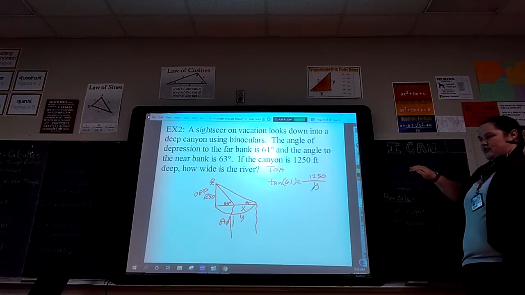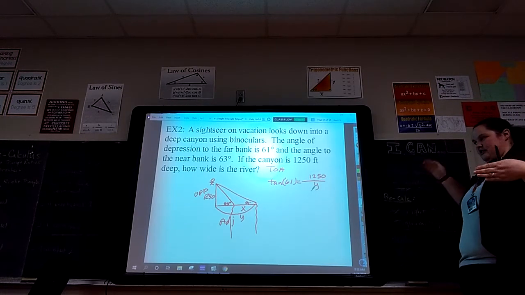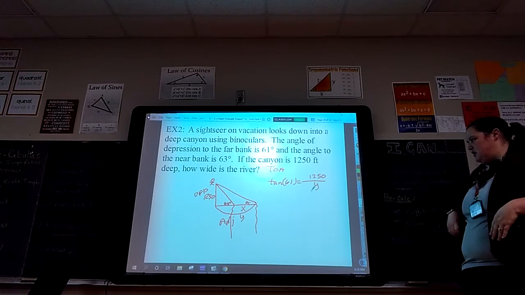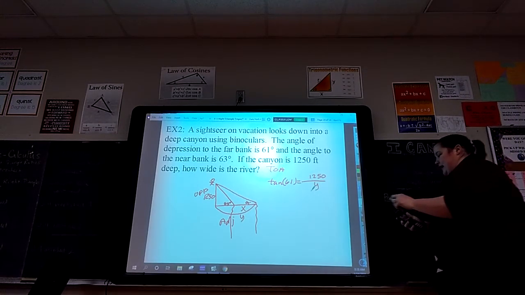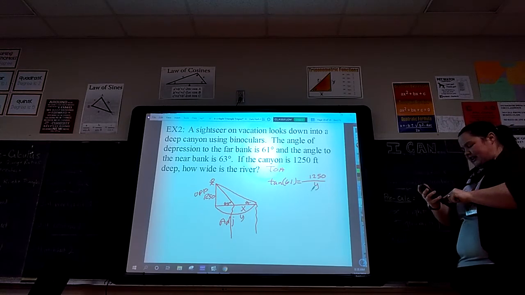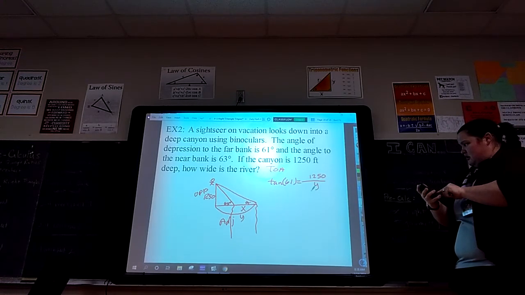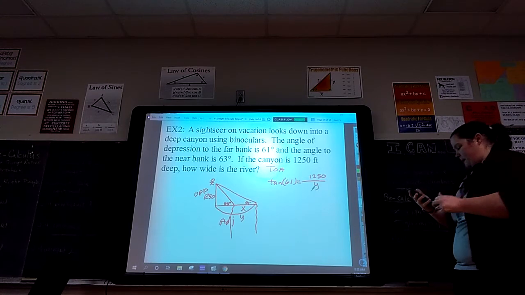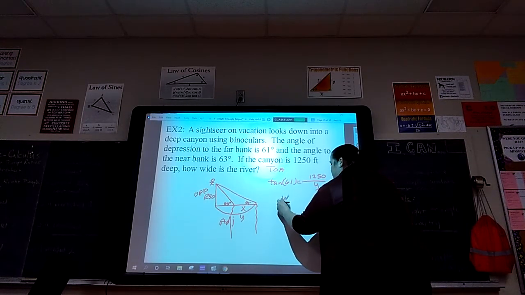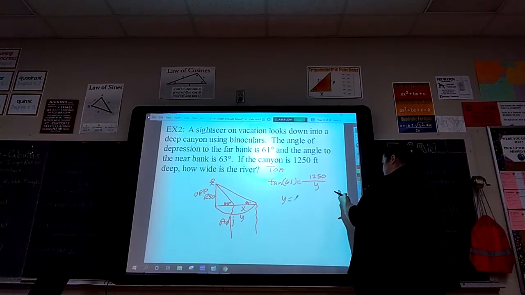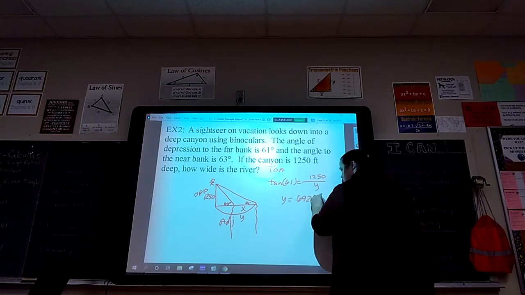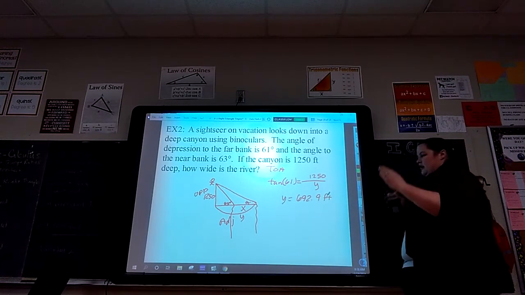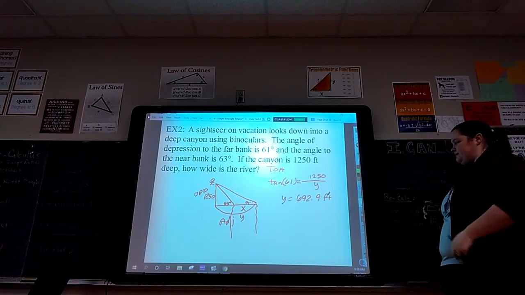So that'll give us that total distance from the edge of the canyon to the far bank of the river. So go ahead and solve that out. So I've multiplied by Y and then divide by the tangent. So the total distance from the edge of the canyon to the far bank is 692.9 feet. Okay. So that gives us that total distance.